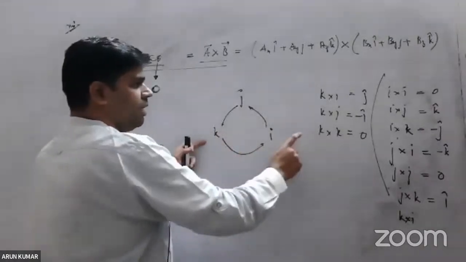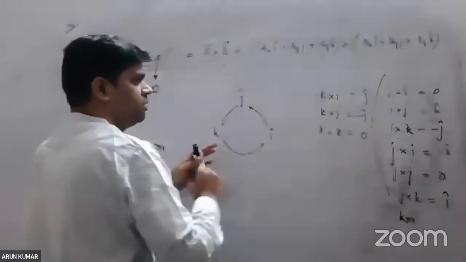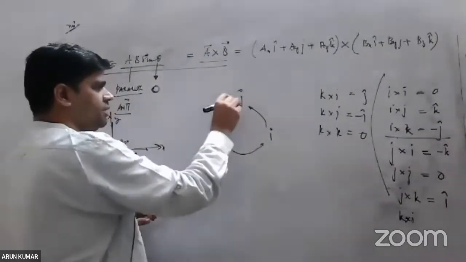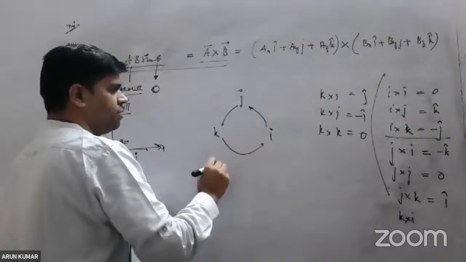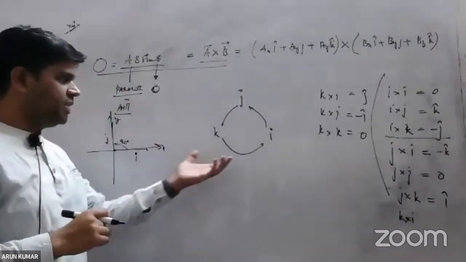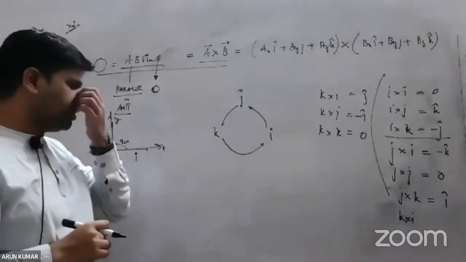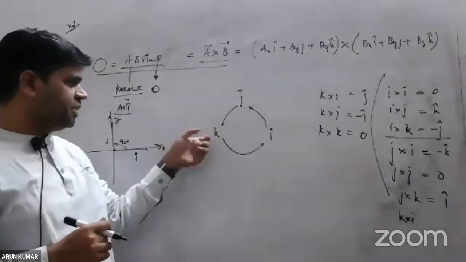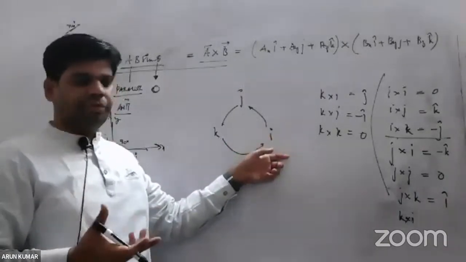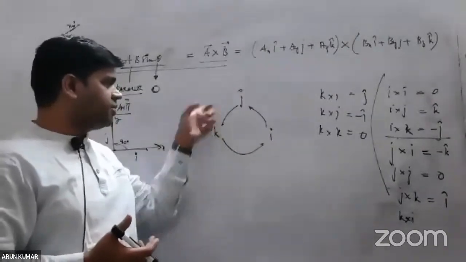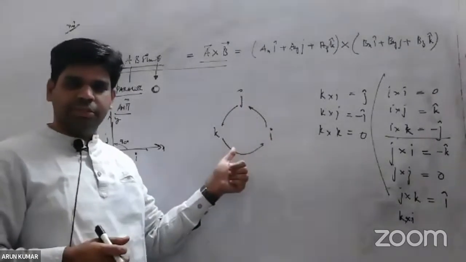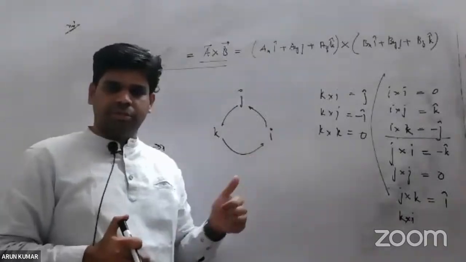I cross k will give me minus j. If I go clockwise, I'll take it as negative. And k cross j gives me minus I. So with this triangle, you can remember: if you go anti-clockwise, the third vector you get is positive. If you go clockwise, the third vector you get is negative. So I cross j is k, but k cross j is minus I. Is this clear, students? Yes, sir.